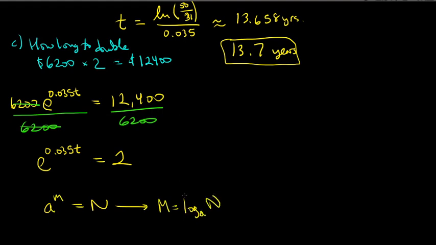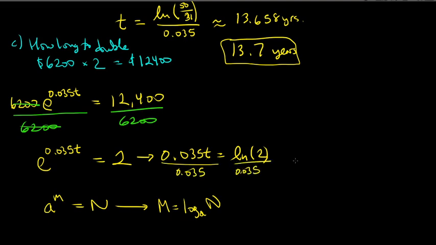The other thing you could do, of course, is take the log of both sides, as long as it's the same base on both sides. I would use base e. If you take the log of base e on both sides, you end up with the same thing. So just divide by the 0.035 again, and there's your t. So again, the exact answer is the natural log of 2 divided by 0.035.